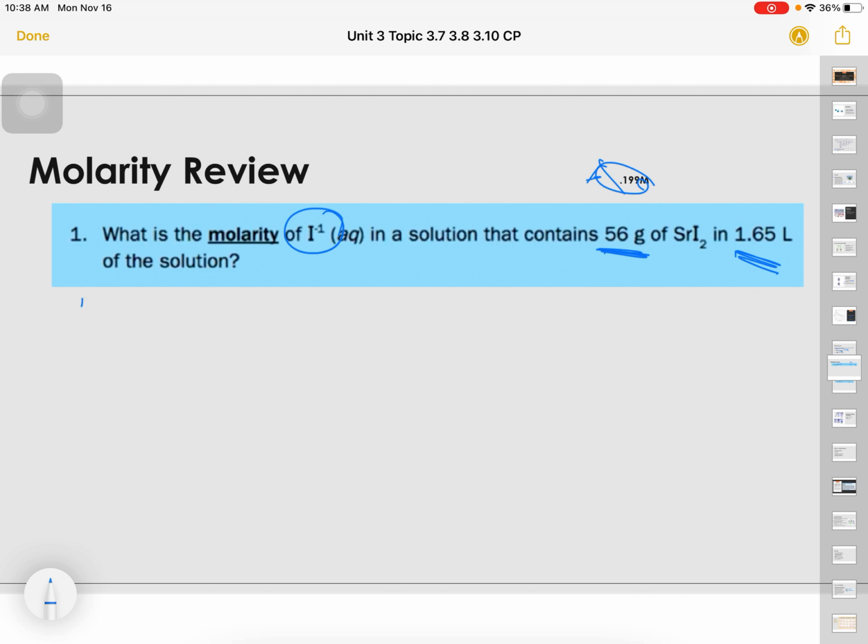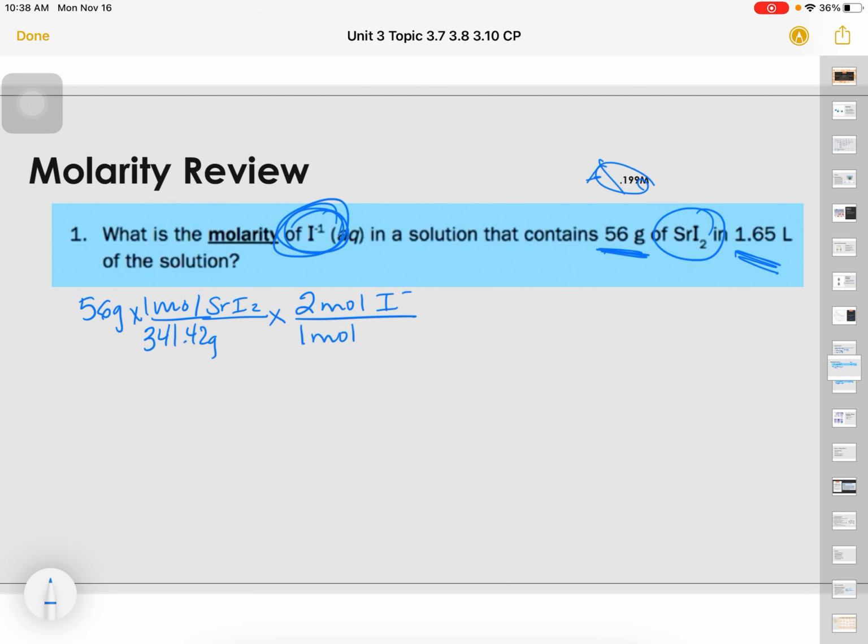So first we can convert grams to moles. So 56 grams times 1 mole over 341.42 grams. That's the gram formula mass of strontium iodide. Now that's moles of strontium iodide. We want moles of iodide ions. All you've got to do here is count how many iodines are in my compound. There's 2 moles of iodide ions in every 1 mole of strontium iodide.